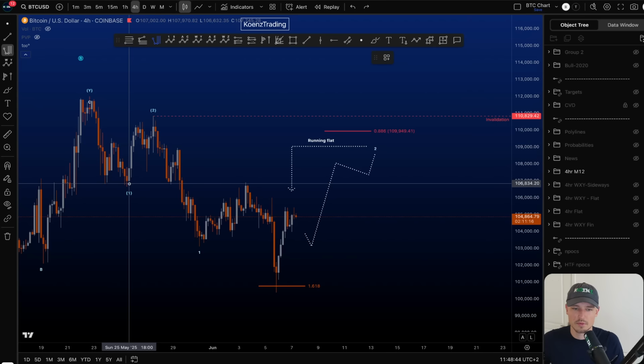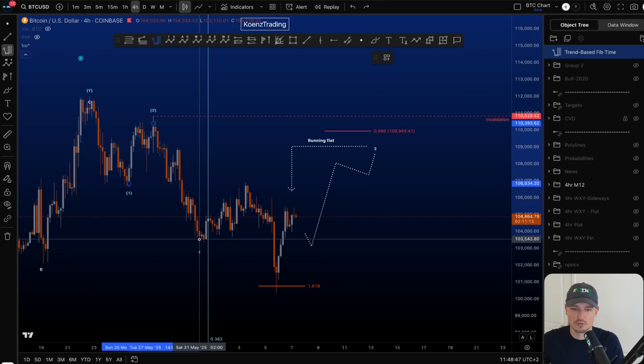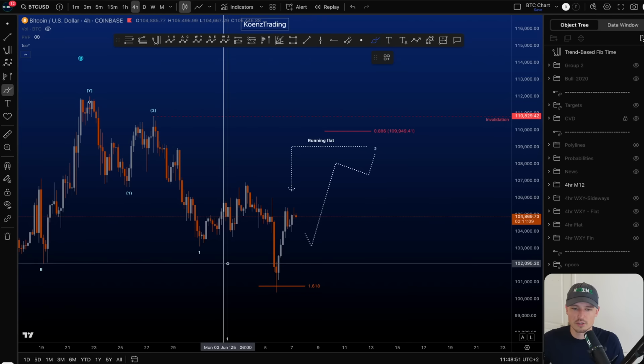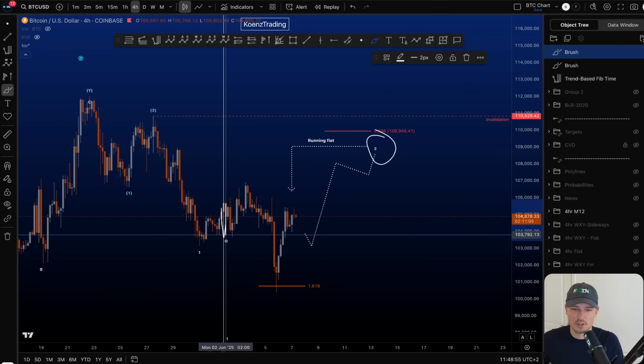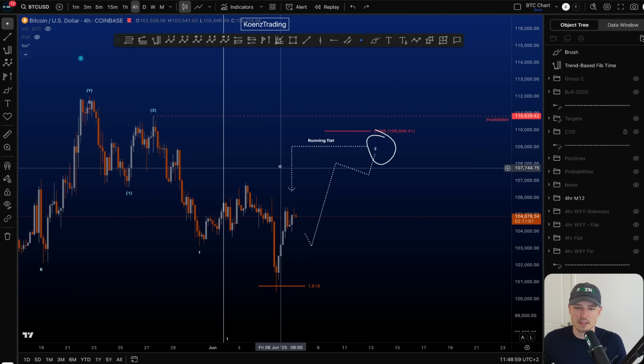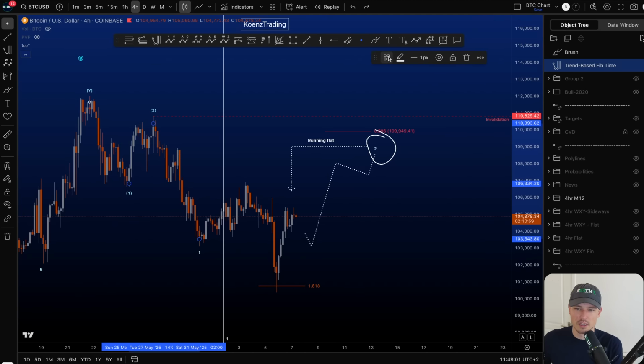You can take a fib time from the start to the end of the first 2, to the end of your second wave 1, toggle on the 1-to-1, and just look. If this wave 2 would finish here, you have equal size between the twos. Look how massive this is, right? So that lowers the probabilities for this scenario.